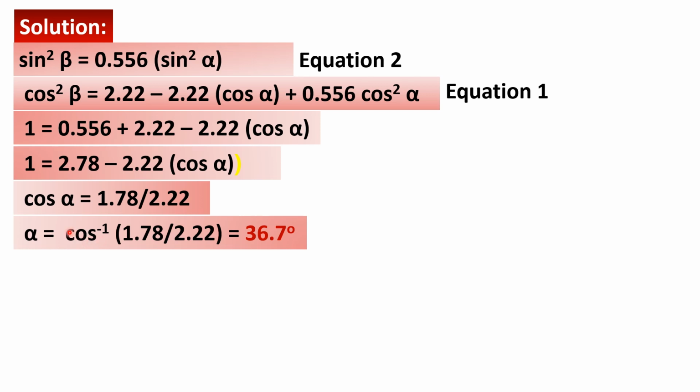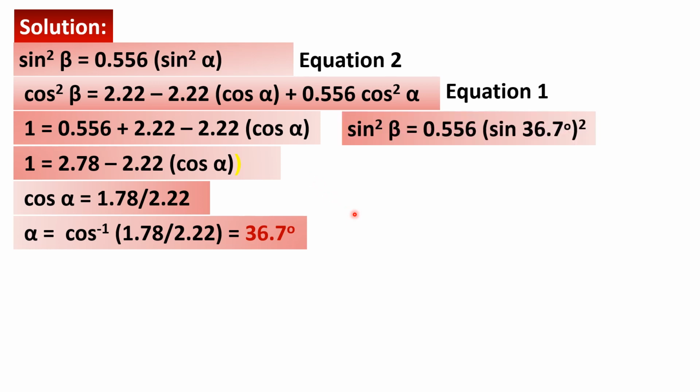With your calculator, you can now determine the value of alpha, and that is equal to arc cosine of the quotient 1.70 divided by 2.22. Using your scientific calculator, you will get this value of alpha equal to 36.7 degrees. Alright? Now, how do we determine angle beta? We can choose either equation 2 or equation 1. But we'd rather choose equation 2 because it looks much shorter and simpler. Right? So, there we go.